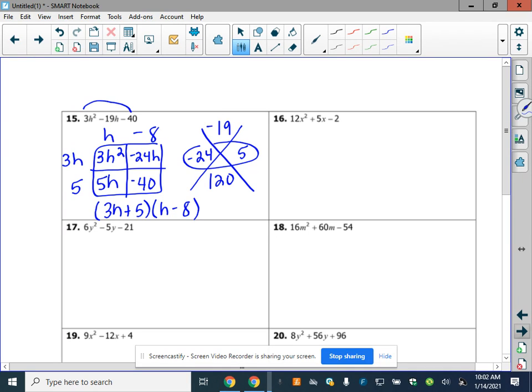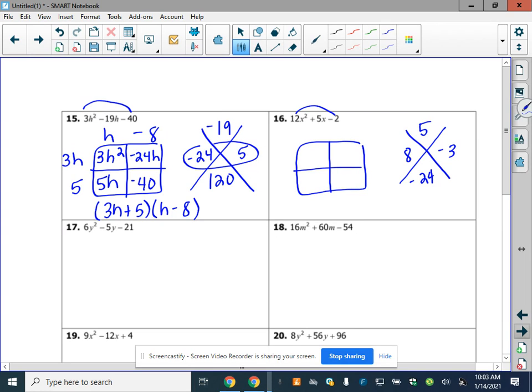Number 16, same process. I multiply first times last. That's negative 24. I want to know what adds to 5. That would be 8, negative 3. Since the leading coefficient is not 1, I draw my box. First term in the first box. Last term in the last box.